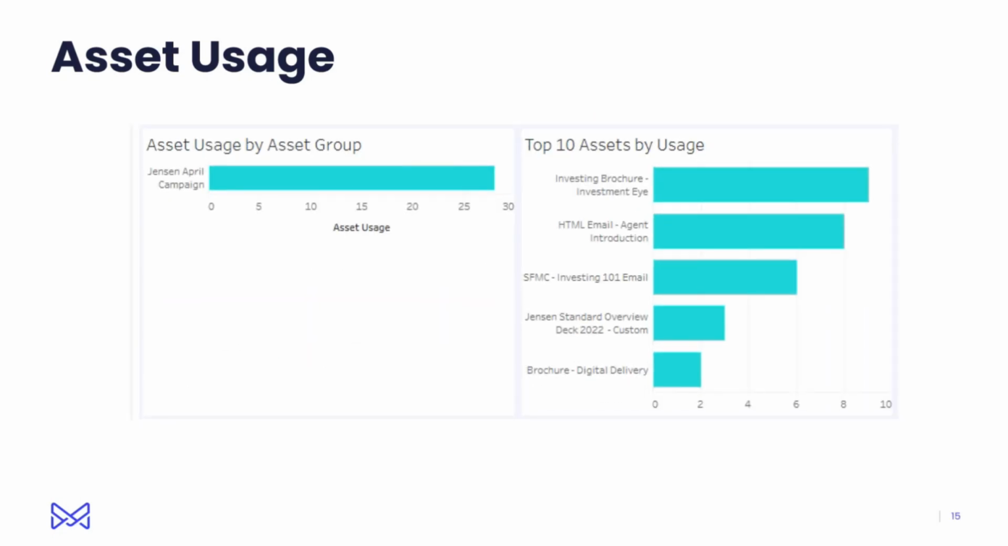I can also see my top assets by group and the top assets by usage. So this one is filtered by the Jensen April campaign. So I do only see one asset group here. However, maybe I want to see how this campaign performed to a previous campaign. So I could update my filters to select both and then compare the usage. On the right, I can see the top assets and their usage for this campaign.